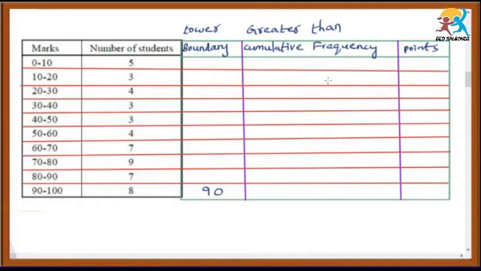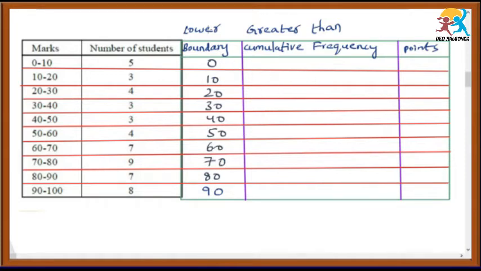So for the greater than cumulative frequencies, we have to choose the lower boundary, because we are unable to take 100. If we take 100, then we cannot write the number of students who got more than 100. For 90 it is possible. That is why we should take the lower boundary. In the 80 to 90 class interval, we take the lower boundary 80. Like this you have to take all the numbers: 0, 10, 20, 30, 40, 50, 60, 70, like that.